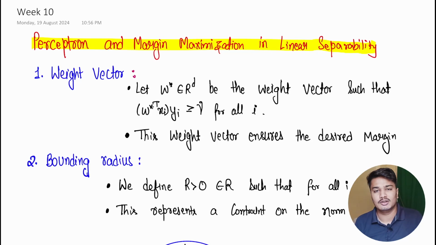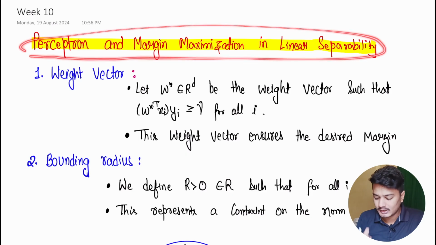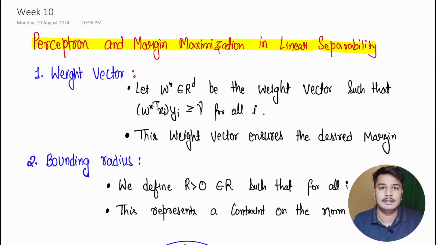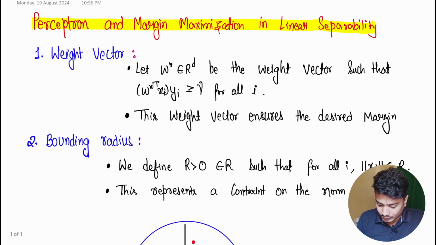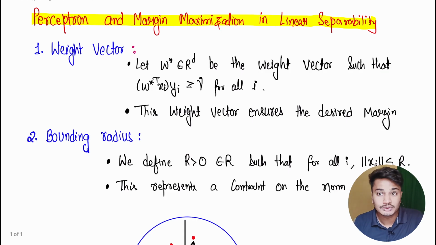And in this video, we will go back again to the perceptron algorithm and try to understand more about it. Okay, so let's start. The topic is perceptron and margin maximization in linear separability. So, let's introduce some concepts. The first concept is the weight vector. So what is a weight vector?